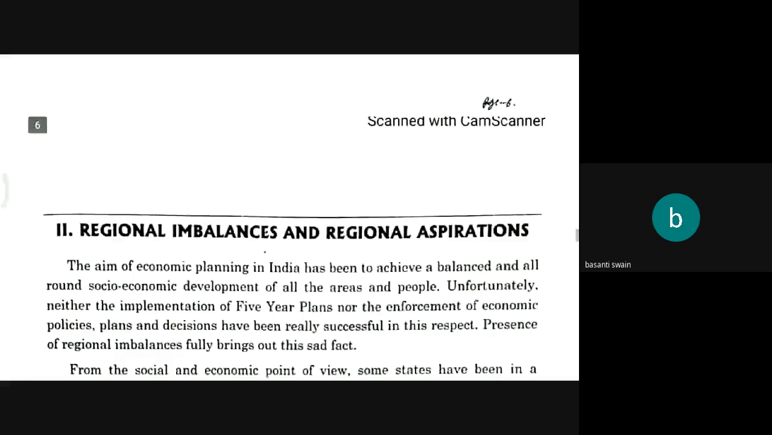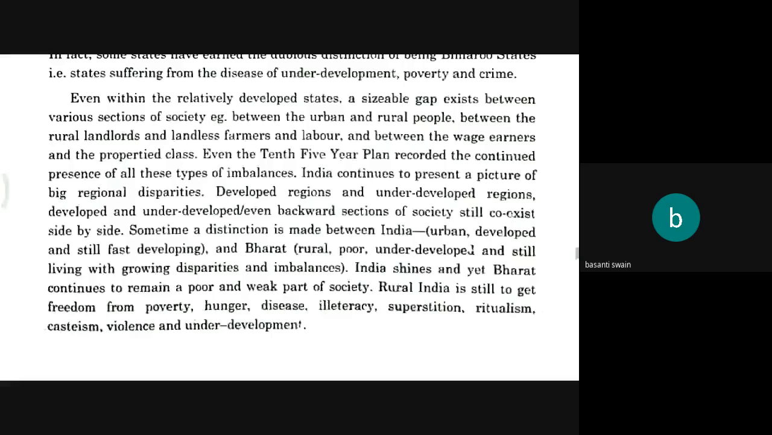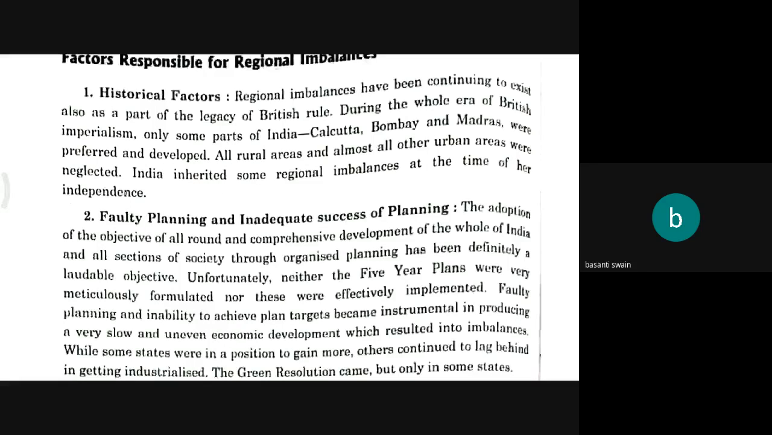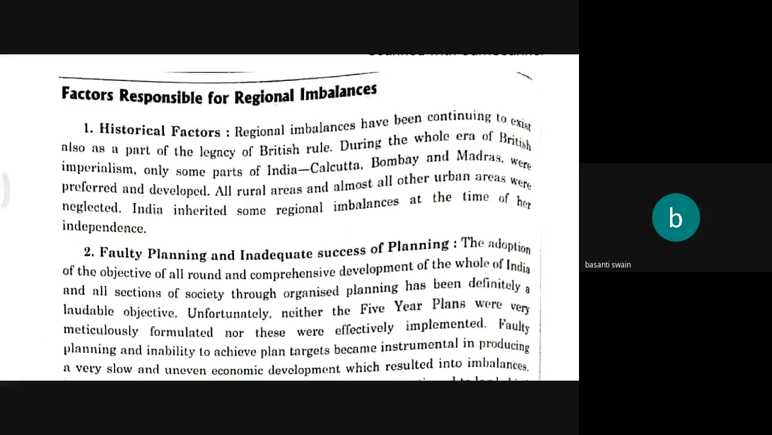So far as the historical factors, we'll see the regional imbalances have been continuing to exist as part of the legacy of the British. Regionalism feelings are not only in independent India; they existed in the British period, when communal representation existed, and they are part of the colonial legacy.